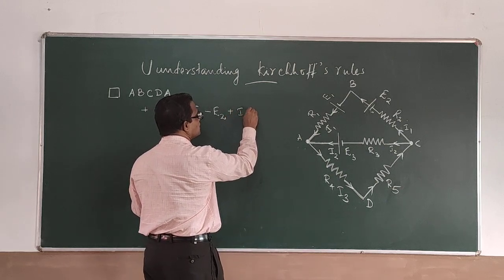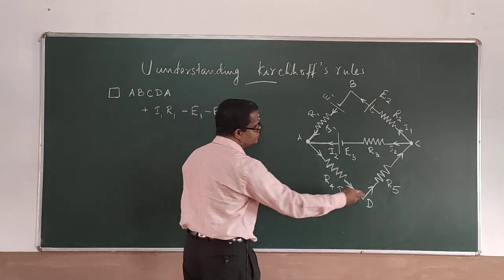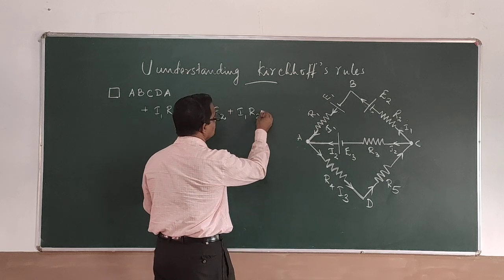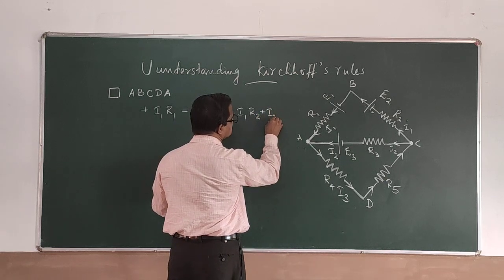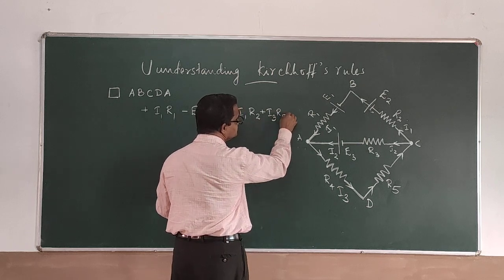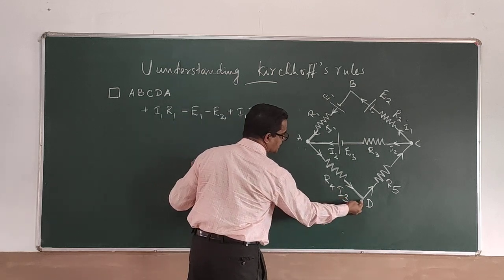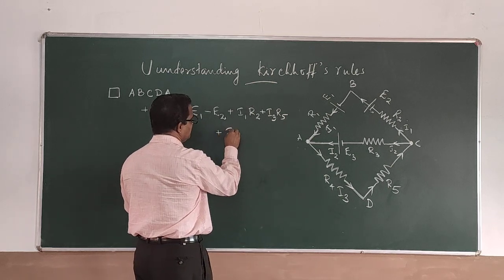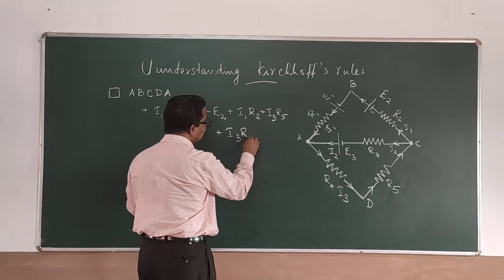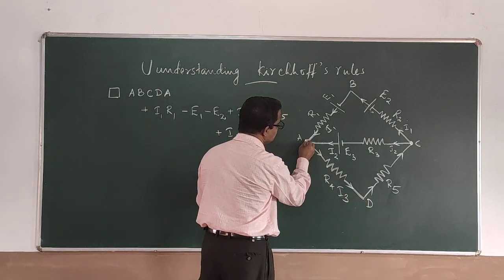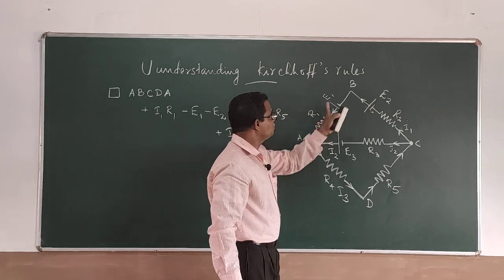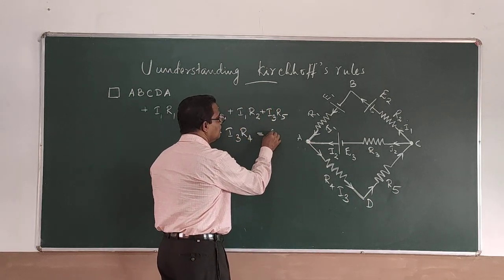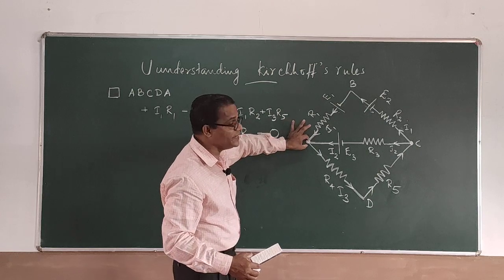Plus I1 R2. Then the current flowing through this path is I3, therefore plus I3 R5 here, D to A, plus I3 R4, and D to A means we are reaching back to A. So A to B, B to C, C to D, D to A. Because the potential difference between A and A is what? 0.